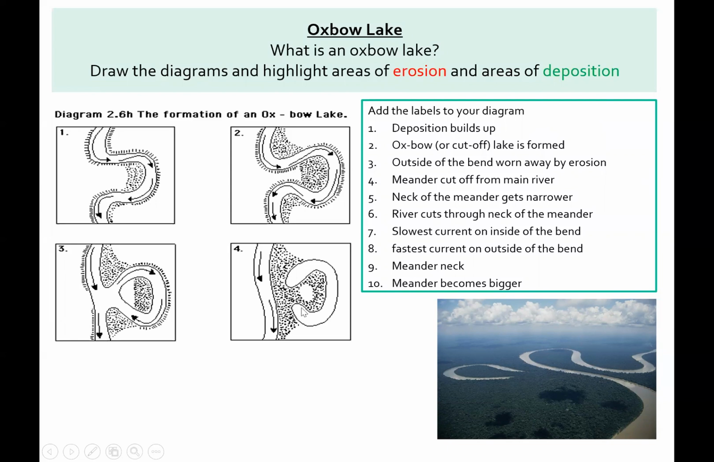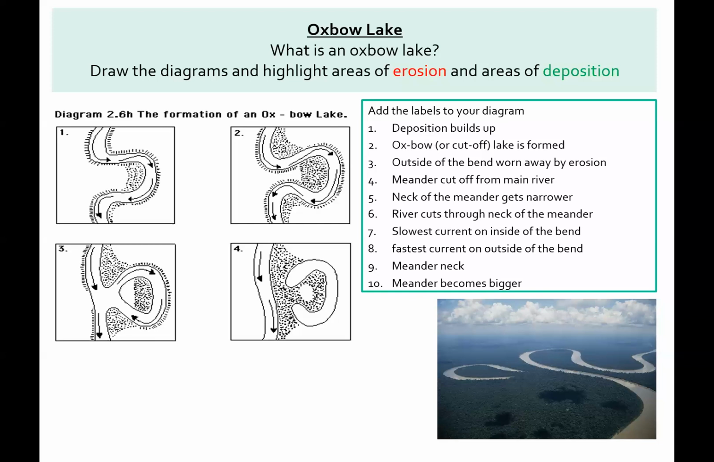creating your oxbow lake. So on those diagrams, you're going to highlight the areas of erosion and the areas of deposition. You can use 2 different colours. I then want you to have a go at adding these labels to explain how it forms. So I'll talk you through step by step, and you can add the labels around the outside. Some of them might occur more than one place.